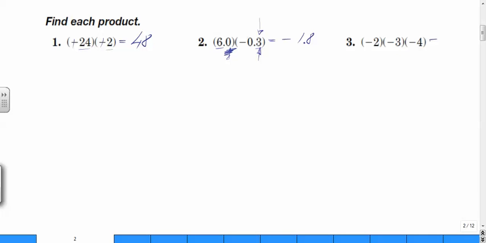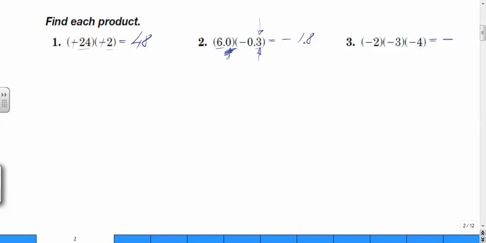Let's see the third problem. On the third problem, you have a negative times a negative times a negative. What I said, if I will have an odd number of negatives, my answer will be negative. If I will have an even number of negatives, my answer will be positive. Now here I have 1, 2, 3 of them, obviously odd. My answer is going to be negative. If you don't believe me, just go 2 at a time.